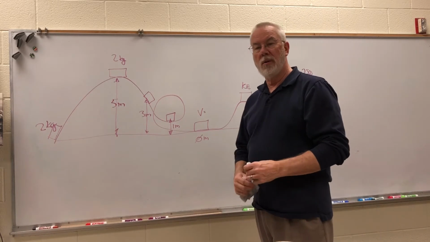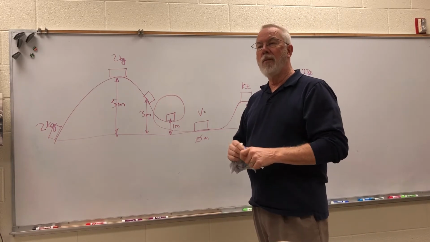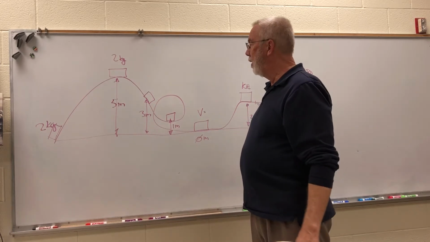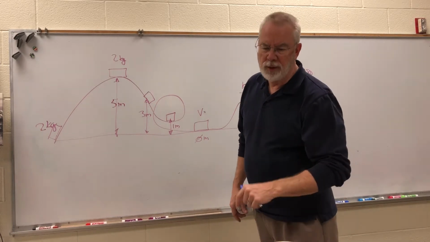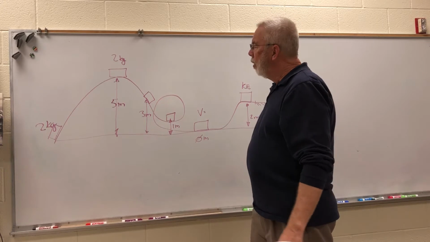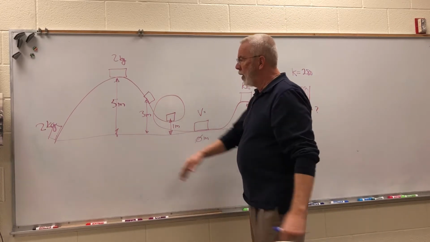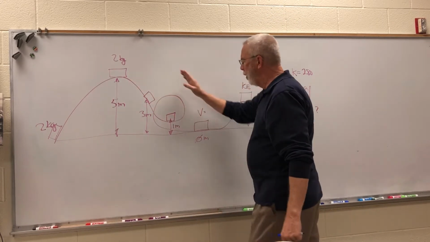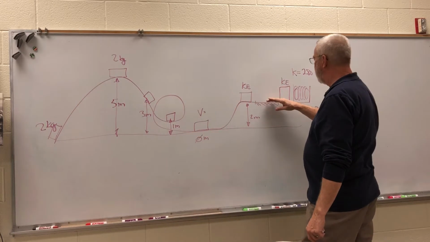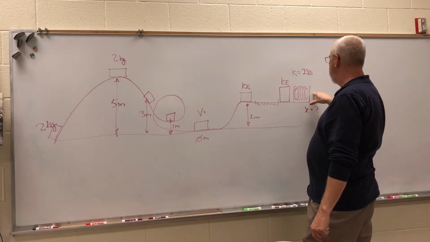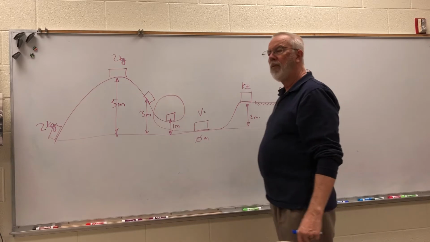So this is the last problem on the review sheet, number 5, or maybe number 6 down at the bottom. Here's a roller coaster that goes all the way through a loop-the-loop, and it comes back up this hill, goes across some friction, and runs into a spring.